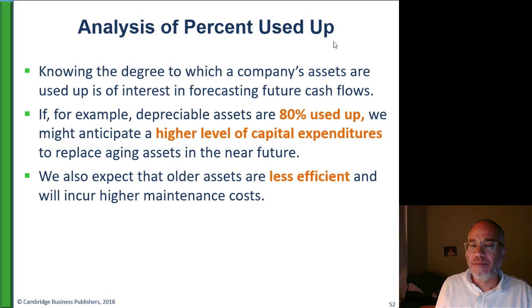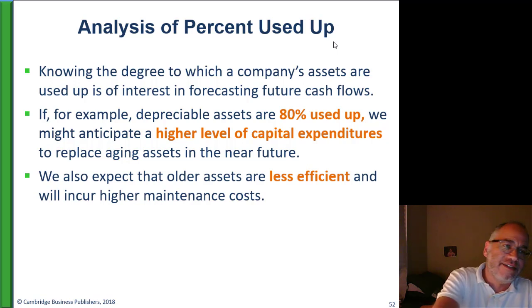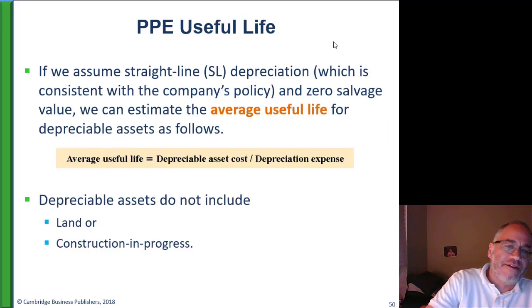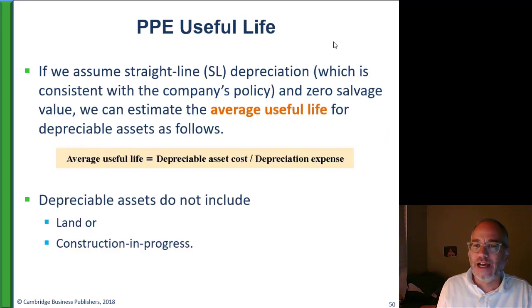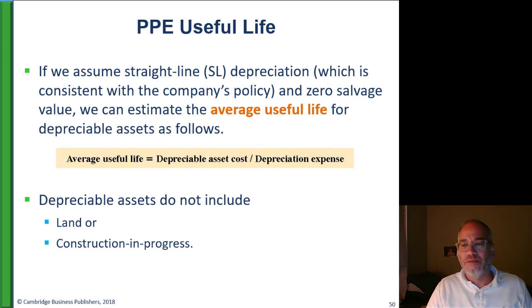What this is going to help you do is forecast future cash flows. If depreciable assets are 80% used up, then the company is going to need to spend money on more assets later on. I would say you get that from useful life. If you see the useful life is short, then the company needs to invest in more assets, and that's going to cost money. So ends the module.